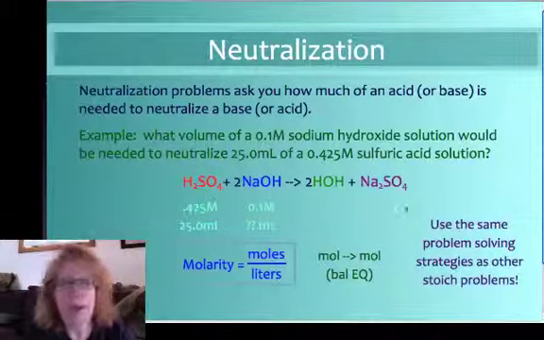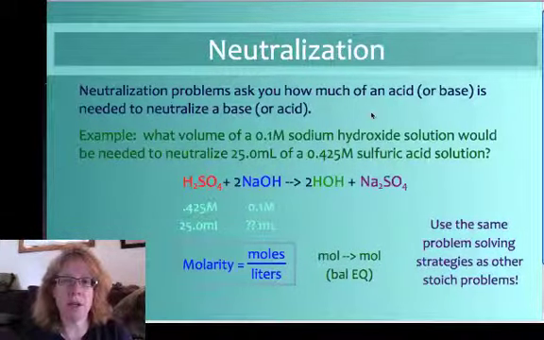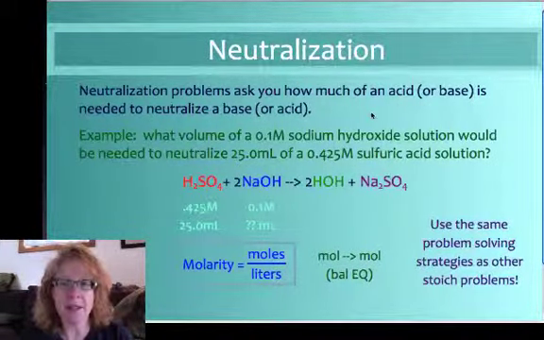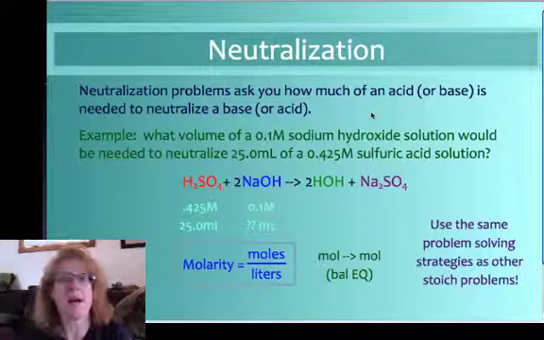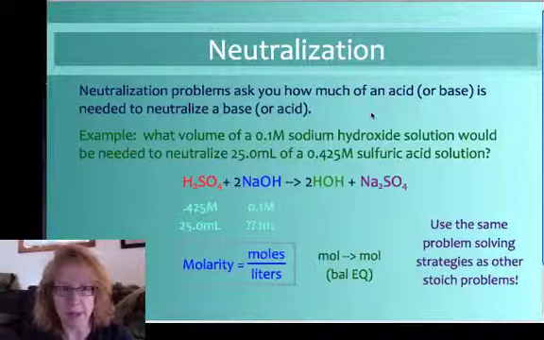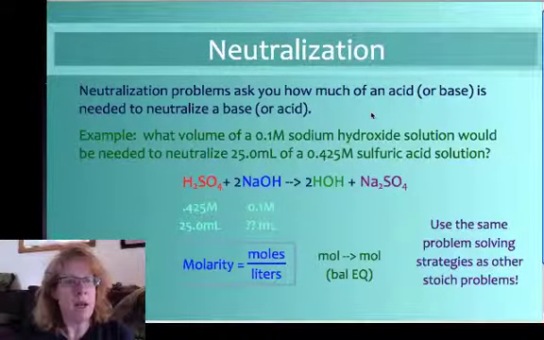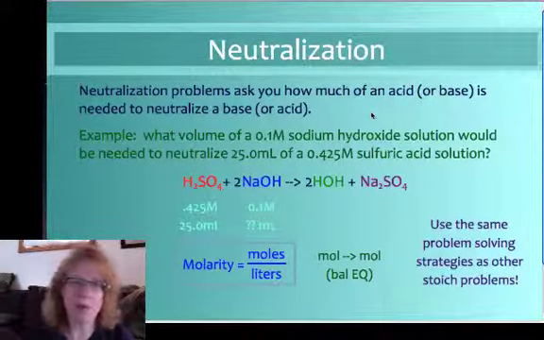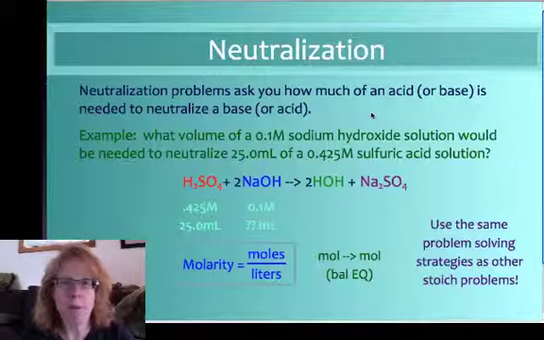In terms of this, typically what they're going to do is have you calculate how much of an acid is required to neutralize a particular quantity of base, or sometimes vice versa, how much of a base is required to neutralize an acid. So here's an example problem. What volume of a 0.1 molar sodium hydroxide solution would be needed to neutralize 25 milliliters of a 0.425 molar sulfuric acid solution? Now, a couple things about this.